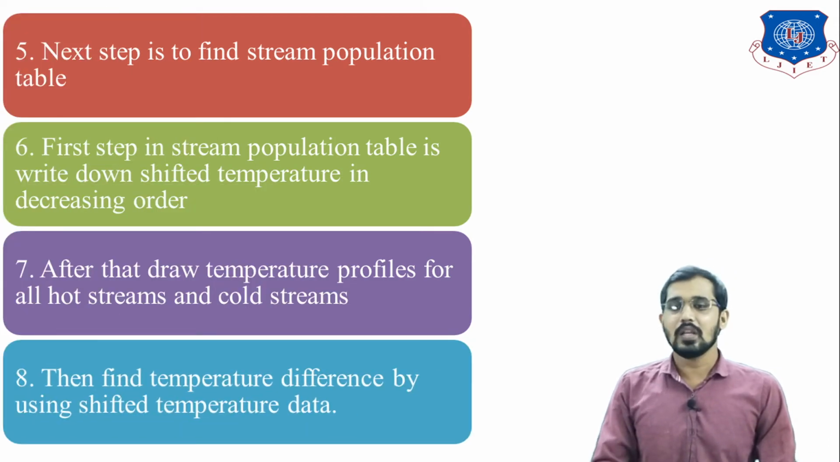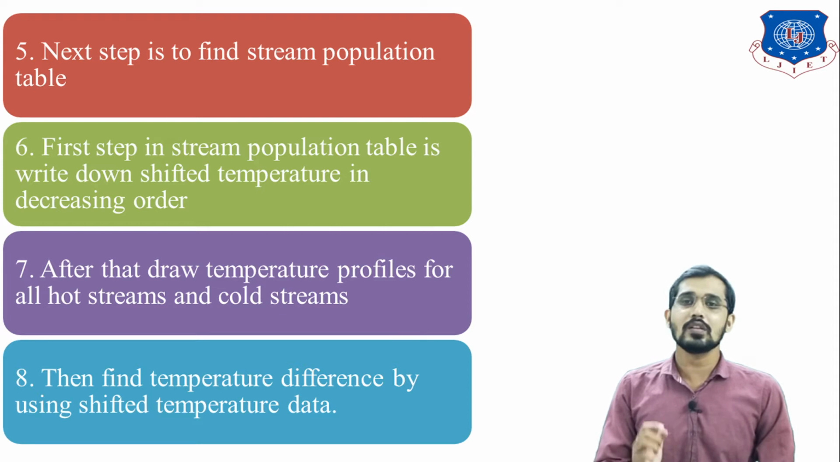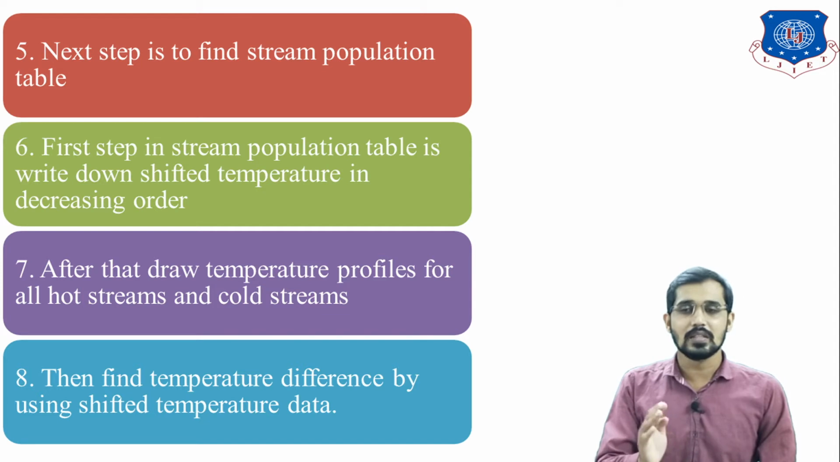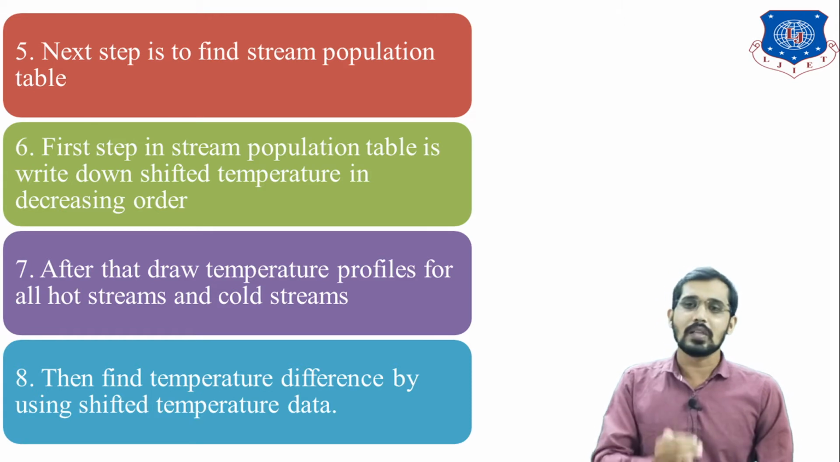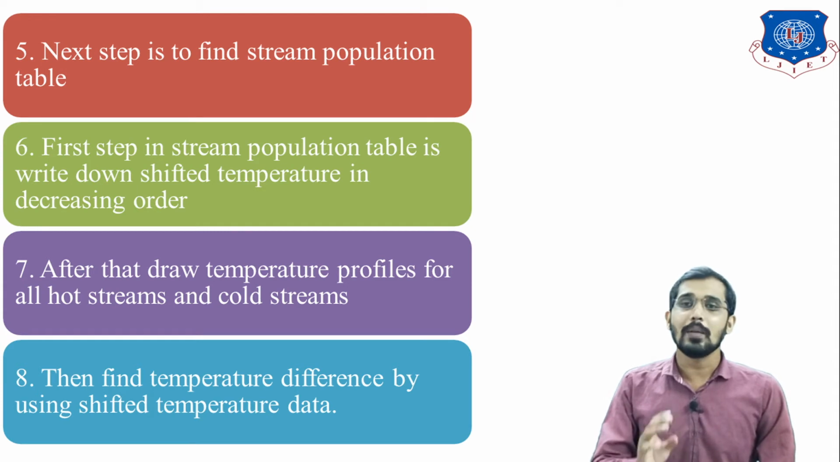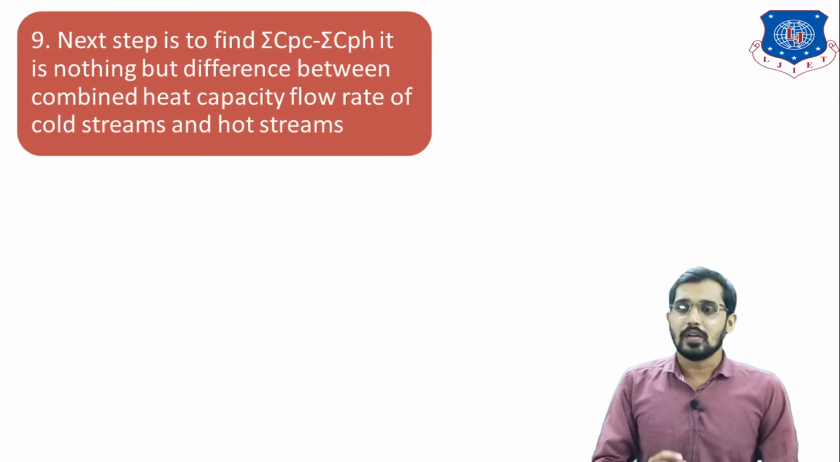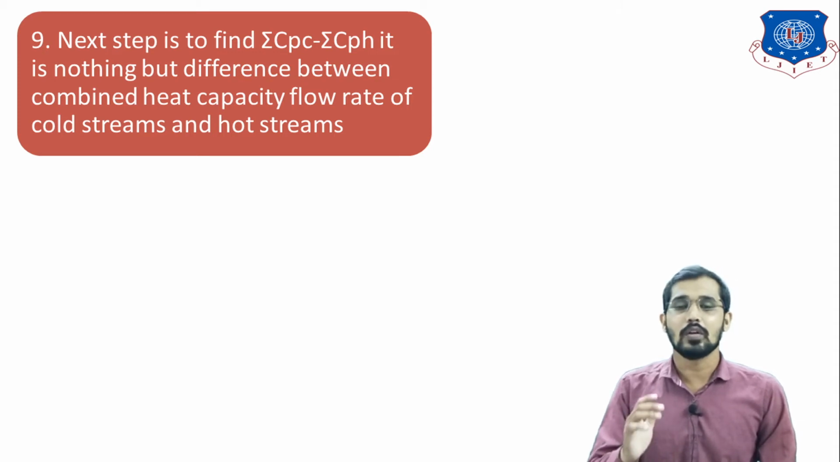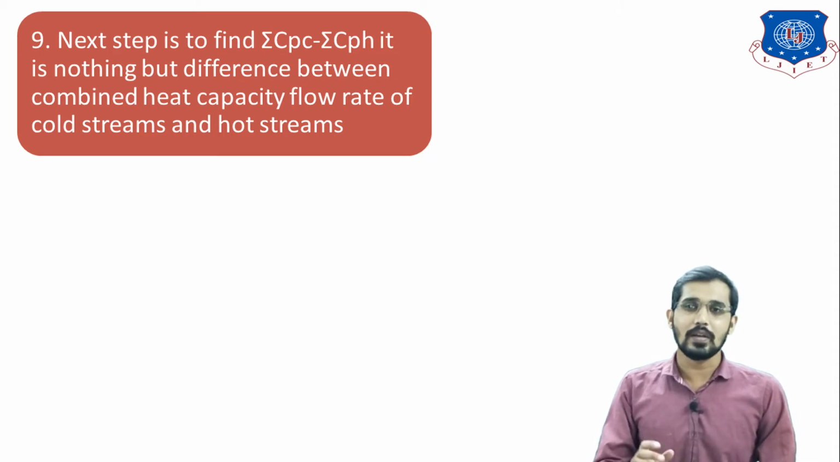After that, find the temperature difference by using the shifted temperature data. The first column in the stream population table is your shifted temperature, which you write in decreasing order. In the next column, you draw all the temperature profiles. In the third column, you write the temperature difference by using the shifted temperature data. The next step is to find the summation of CPC minus the summation of CPH. It is the difference between the combined heat capacity flow rates for the cold stream and hot stream. So you have to find this difference.